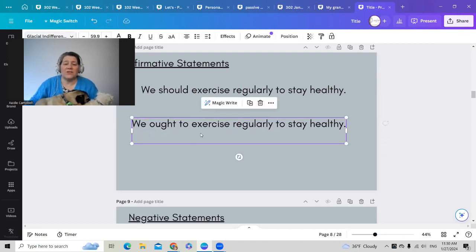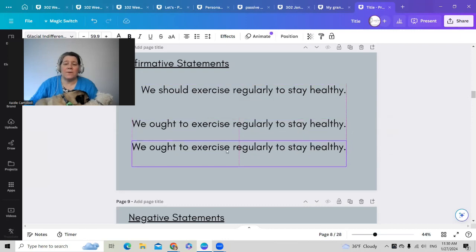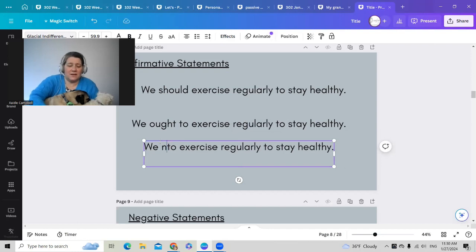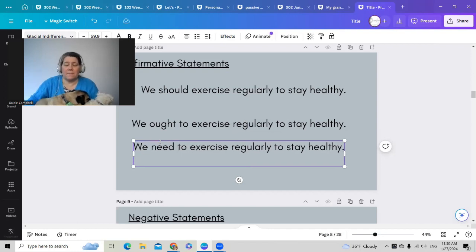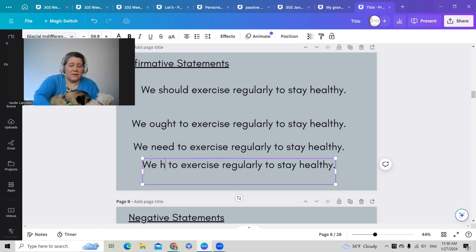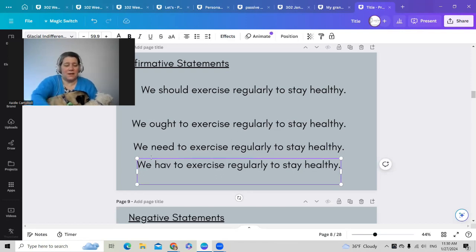We ought to exercise regularly. We'd also use need and have to. Okay, all four of these really have the same meaning. Okay?